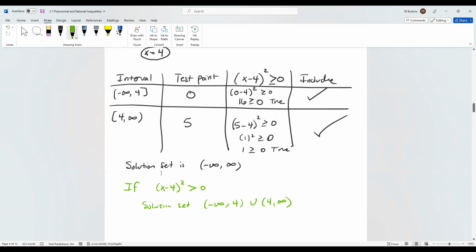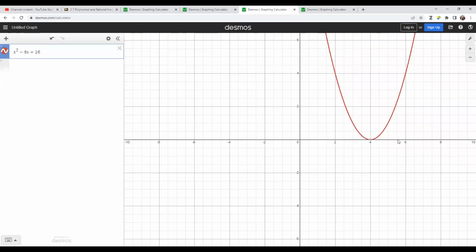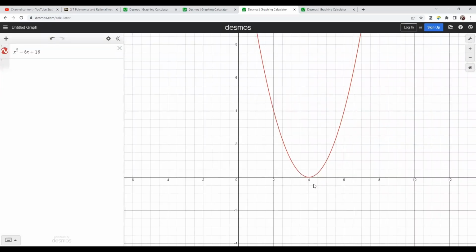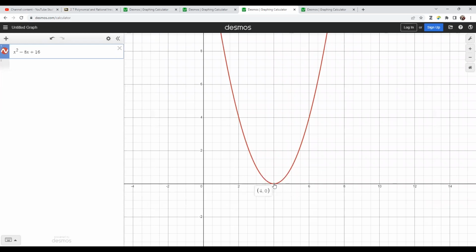Let's go ahead and take a look at the graph to match up with what we found. This is our curve. You'll see it's all above the axis, except where it touches the axis. So that's why if it says greater than or equal to 0, we can include that point. If it's just greater than, we cannot include this point. It would be everything on the left and everything on the right.